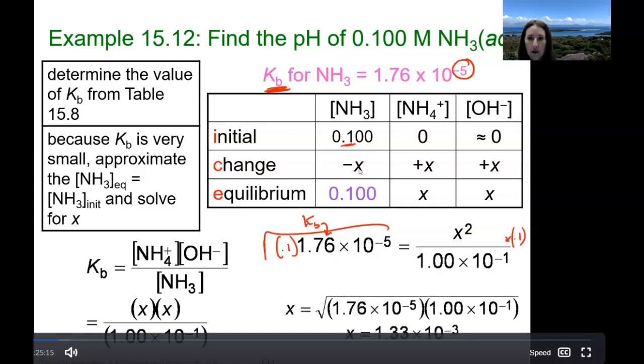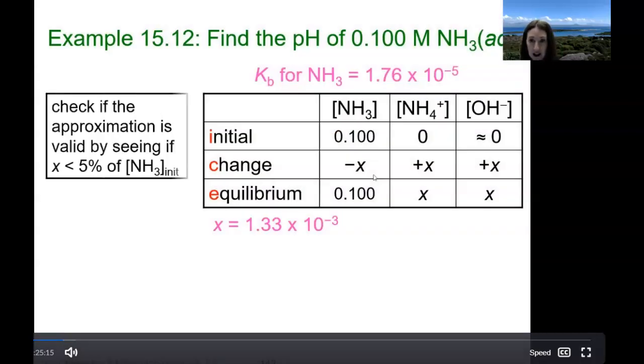And when we do that, we get 1.33 times 10 to the negative 3. Now, this again is hydroxide, right? It is hydroxide. So now to check if our X is small, we want to see if the change in our reactant, our ammonia, was less than 5%. So we're going to take our X and divide it by the original concentration, and see if it is indeed less than 5%.